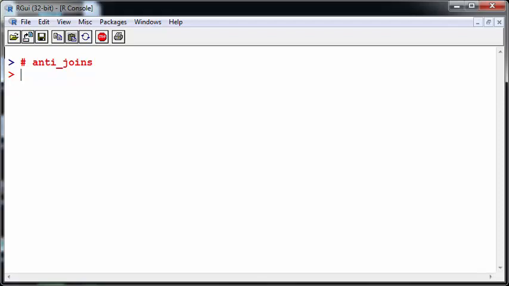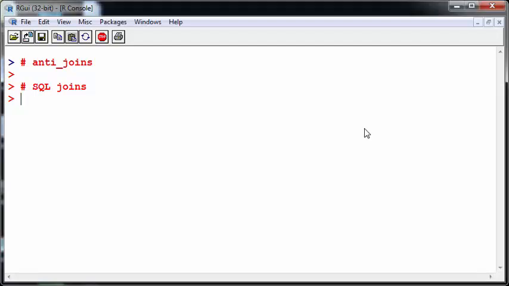Okay, in this presentation we're going to look at anti-joins. If you're not familiar with this, I suggest you look up SQL joins. Don't go into any major detail, but it is quite an important little diagnostic tool for when you're trying to merge two data tables or two data frames.